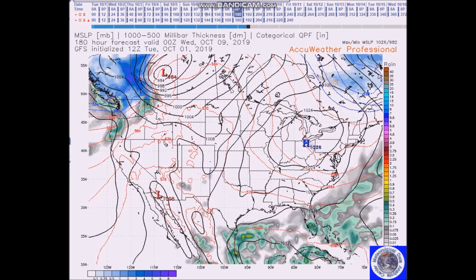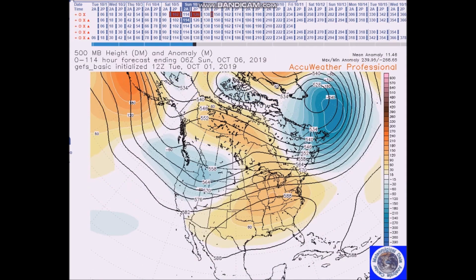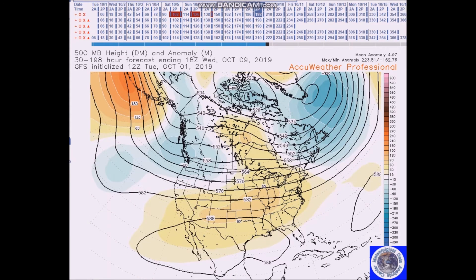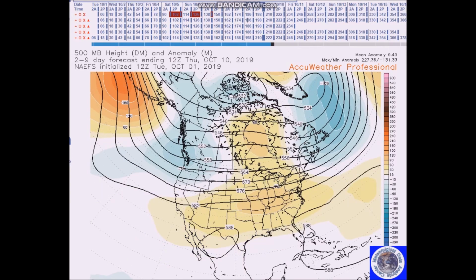Okay, October 7th to the 11th, and a zonal flow you can see is across a bunch of the nation. This ridge is suppressed to the south and retrogrades, but still we have above normal heights across much of the nation, and the models are in good agreement on this.